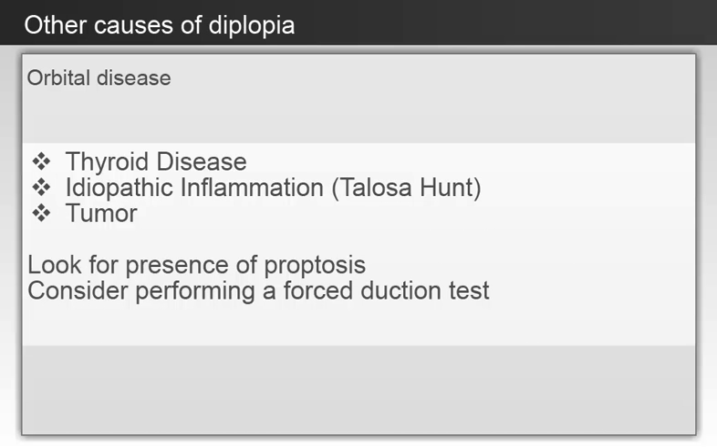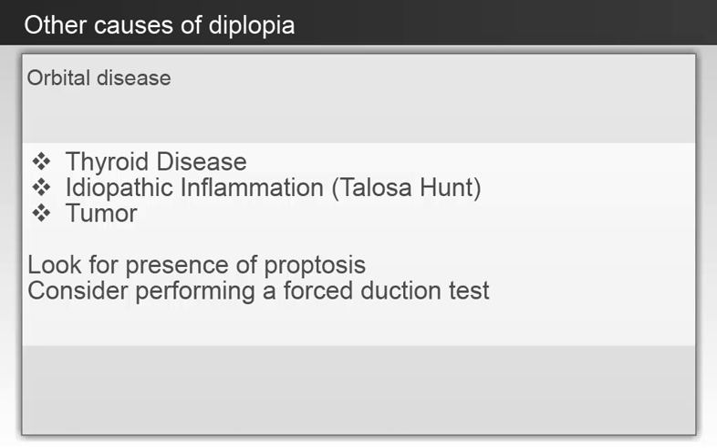Now, of course, there are several other causes of diplopia besides just having an isolated oculomotor nerve dysfunction, and some of the other considerations include orbital disease, which is present at times with thyroid disease, or there can be idiopathic inflammation or a so-called Tolosa-Hunt syndrome, or a tumor in that area. One of the clues that you may be dealing with orbital disease could be the presence of proptosis, which might be noticeable when observing the patient from the side.